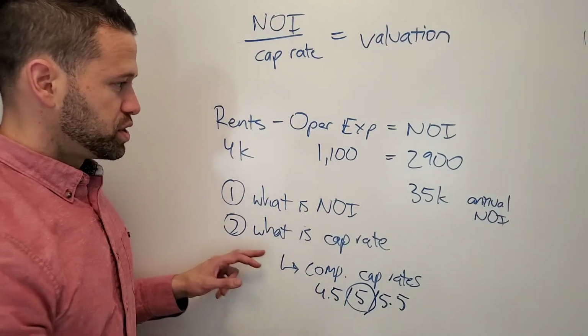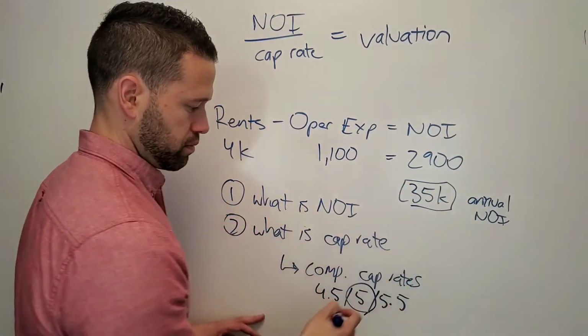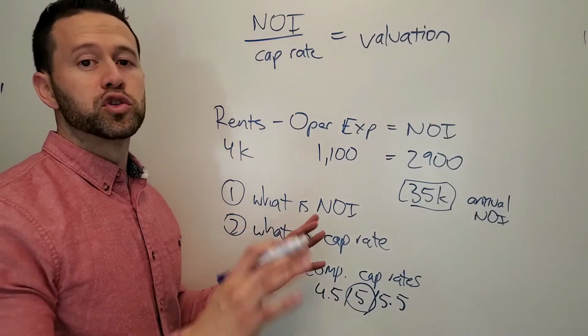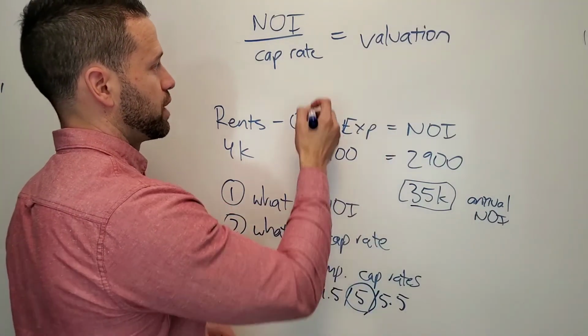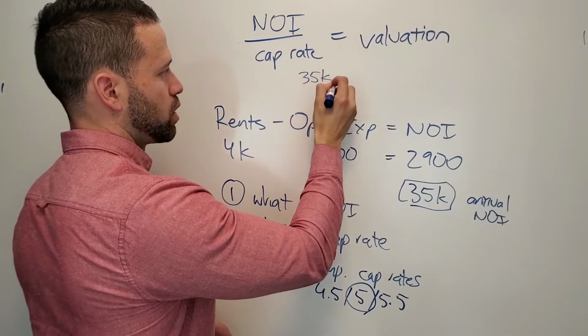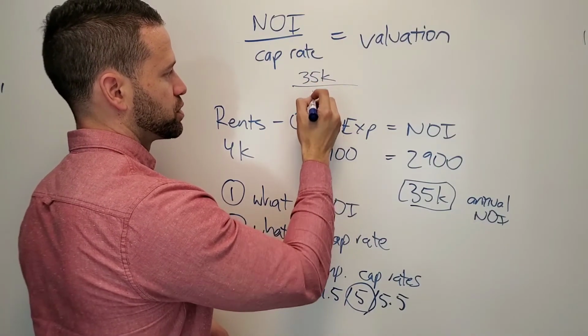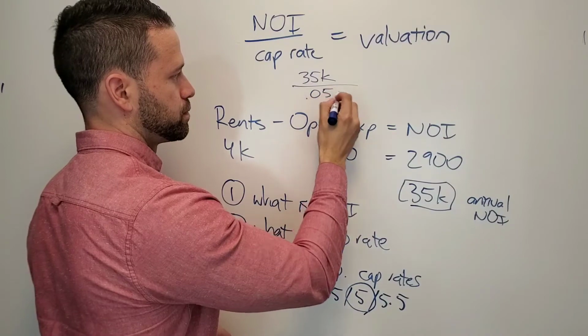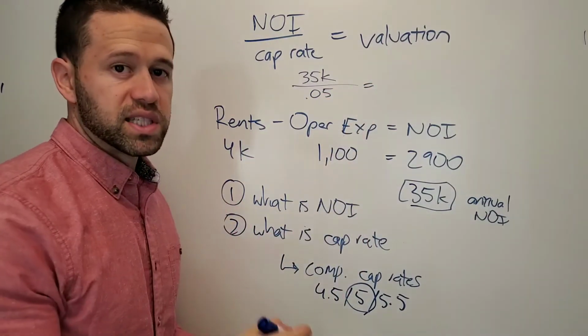So now, once you have the first variable and you have the second, then it's super easy to just calculate that, right? So you have 35,000 NOI, you have a 5% cap rate, that's going to be 700,000.